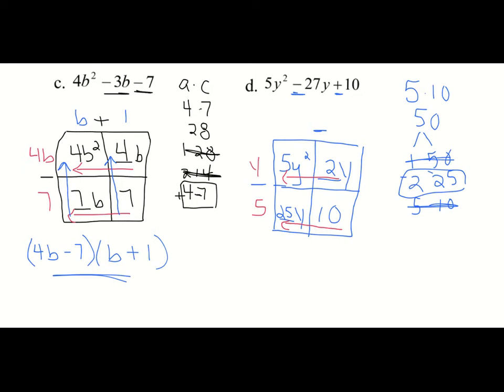When I factor up, for 5y squared and 25y, my greatest common factor would be 5y. For 2y and 10, my greatest common factor will be 2. So our final factored form is y minus 5 times 5y minus 2.